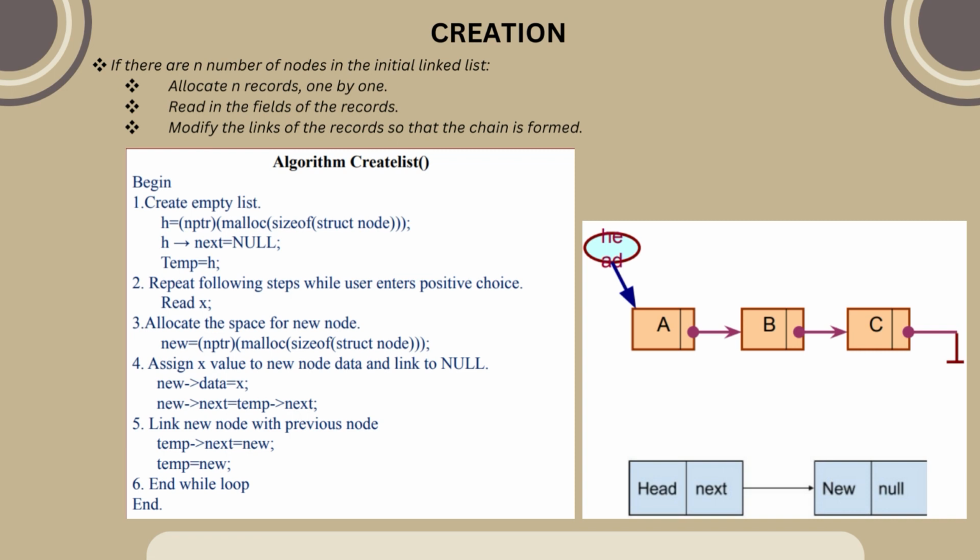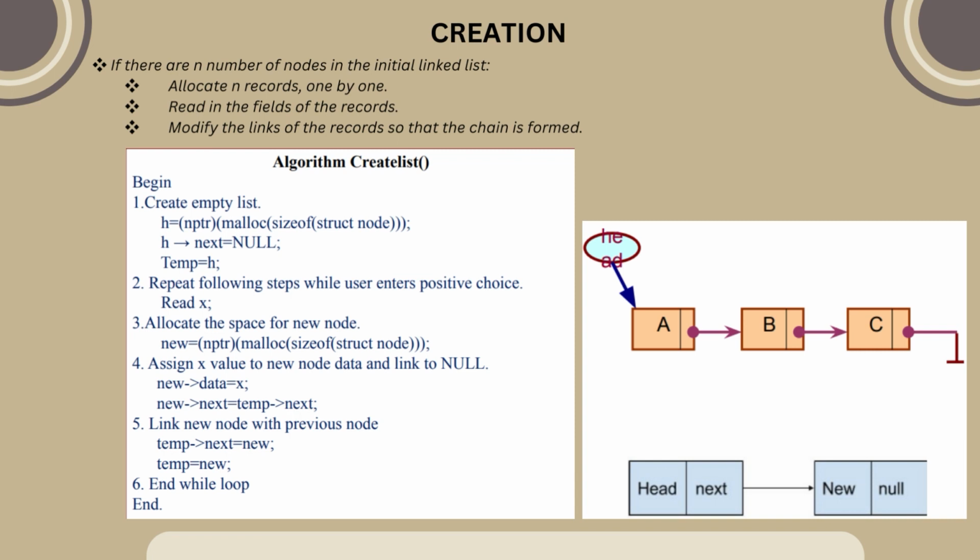h is assigned to a temporary variable temp. Repeat the following steps while the user enters a positive choice: read x. Allocate the space for a new node. A new pointer variable will be taken, representing a new node. The malloc function is used to allocate the space to the new node. Assign x to the new node's data part and null to its link. That is, the data part of the new node will be x, and the next part of the new node will be equal to temp of next, or null.